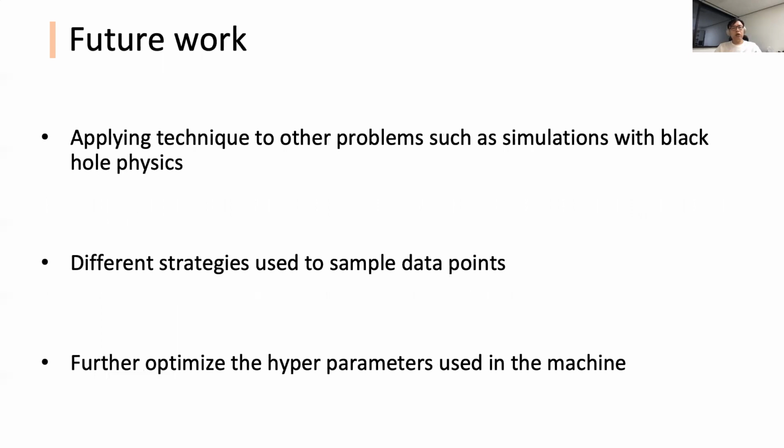So this future work would include applying this technique to other problems, such as simulation with black hole physics, because it is very expensive to run those simulations. And if you want to calibrate this kind of simulation, you don't want to spend too many resources on this. So using the machine can help. And of course, we can try different strategies, like I said, the human intervention, or we can try taking into account the probability of the actual Gaussian distribution.